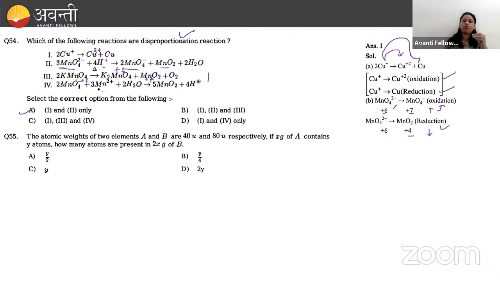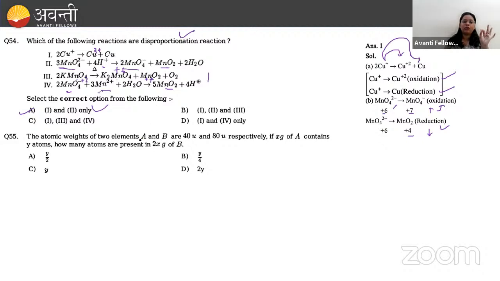This reaction also does not consist of oxidation and reduction simultaneously, and that's why only two reactions show the disproportionation type of reaction, 1 and 2 only. Any doubts in this? Okay. Now let's move on to the next problem.